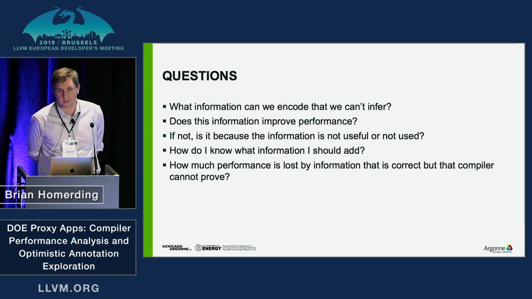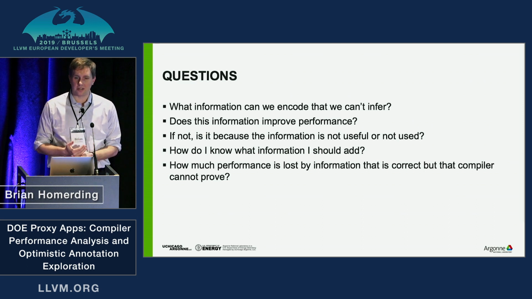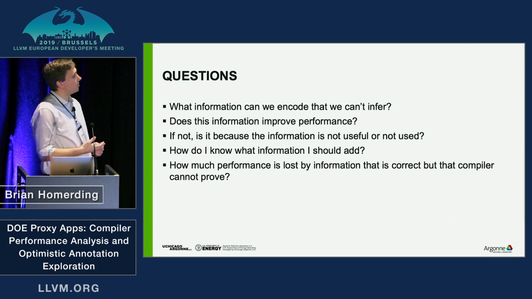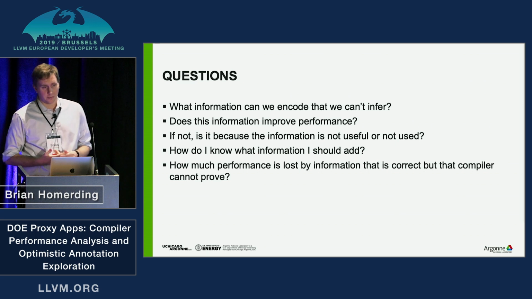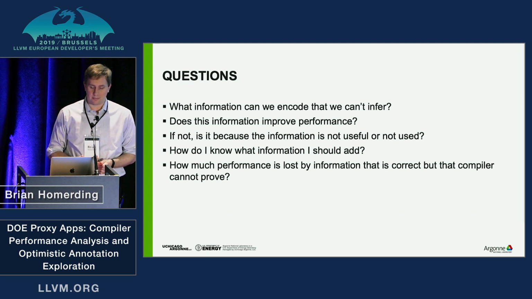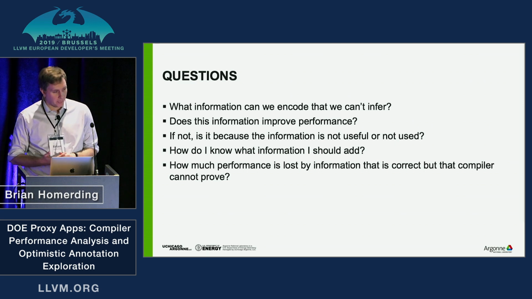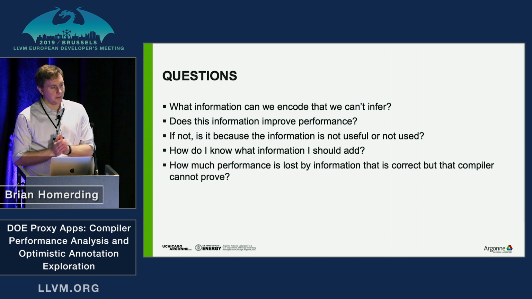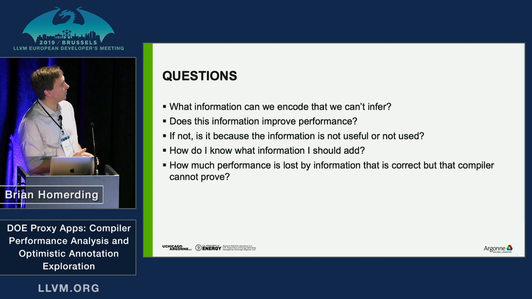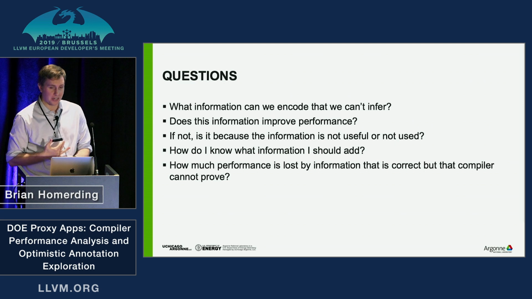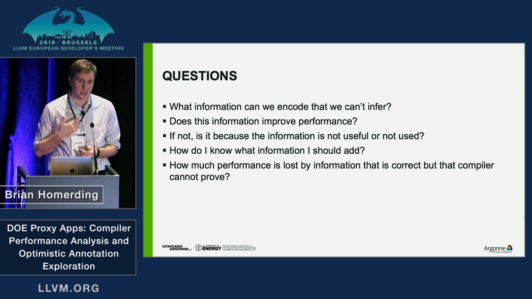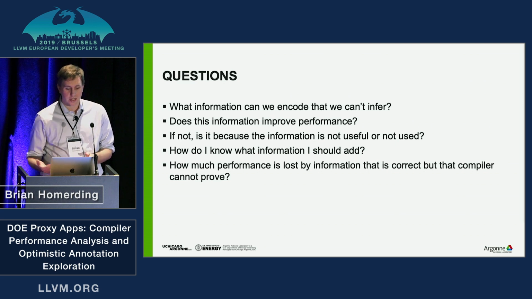So looking at all of this, we have a lot of open questions that came out of this. It turns out that we just didn't have the information and we weren't using the information properly. So from a performance engineering perspective, we want to understand what information could we encode that we know but the compiler cannot infer.